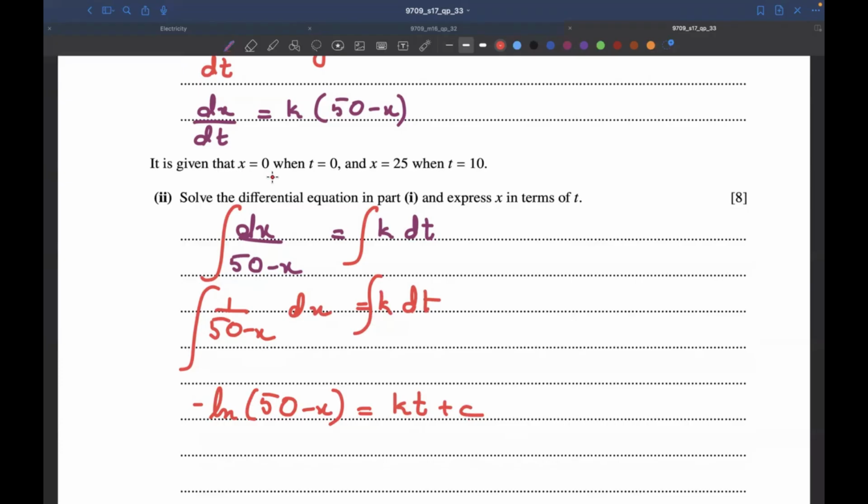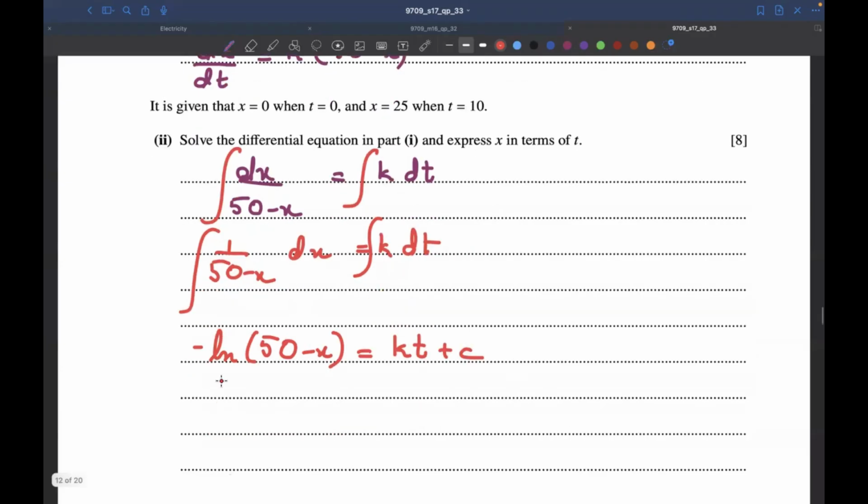Now we have two constants that are unknown, that is k and c. We know the initial value of x is 0 when t is 0. So in place of x, we can write 0, and we'll get minus ln 50 is equals to 0 plus c. So c is equals to minus ln of 50. To find the value of k, we can now substitute x equals to 25, t equals to 10, and we already have the value of c.